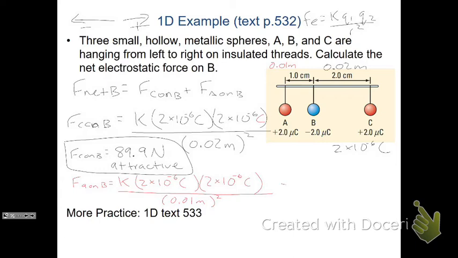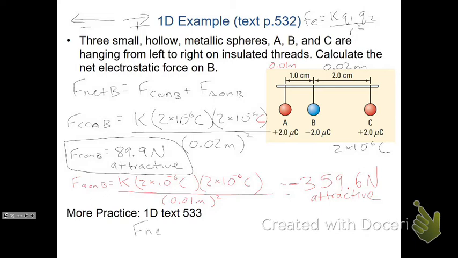And we get a value, hopefully, of 359.6 newtons. And again, A and B have opposite charges, so this is an attractive force. Okay, and because A is attracting B to the left, we're going to say that this is negative. And last step here, now that we know the force of C on B and the force of A on B, we can find F net B.